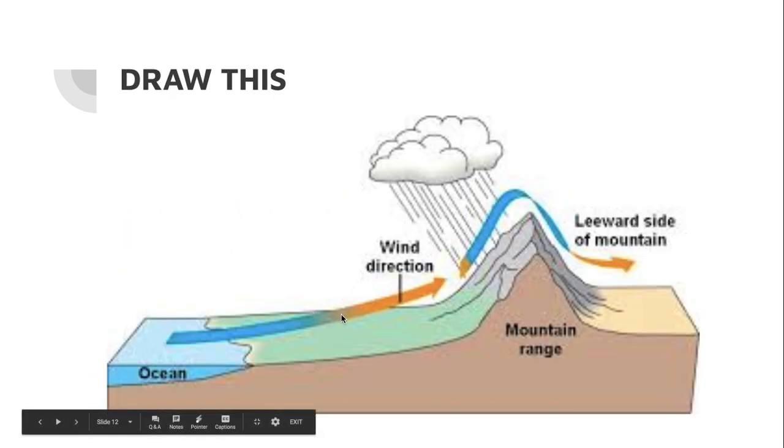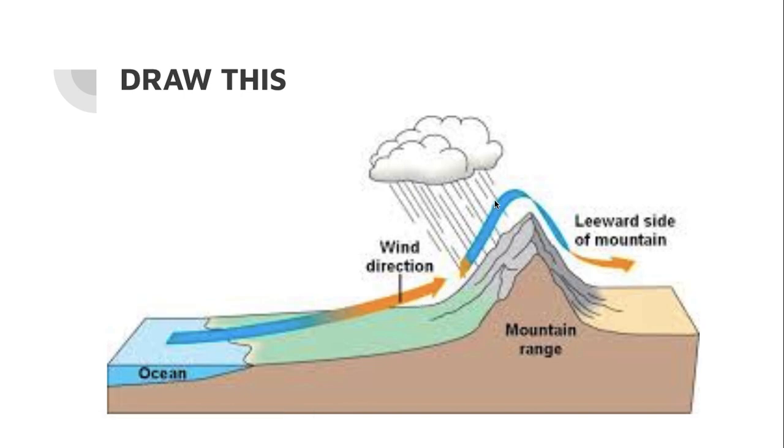So here's our windward side. The wind is picking the water up, carrying it up the mountain. It gets colder. You have more condensation and precipitation. So this is the wet side of the mountain. On the leeward side, there's no water. All the water fell over here. The leeward side is drier. So go ahead and pause if you need to draw this right quick, and then we'll move on to O.